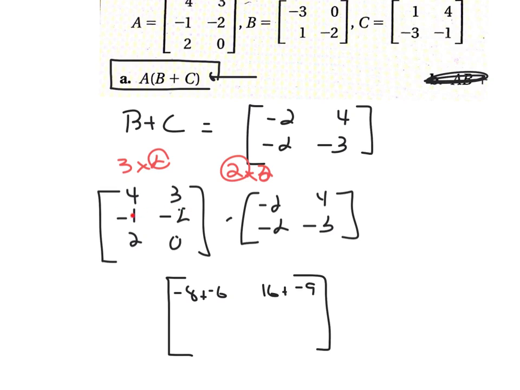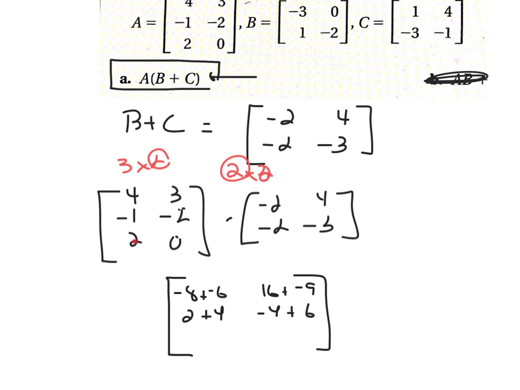Now I'm doing second row, first column. -1 times -2. -2 times -2. Hope you're following along. I'm going kind of fast, but we did this today, so I'm hoping it's nothing but review. And now I'm going second row, second column. -1 times 4 is -4. -2 times -3 is +6.